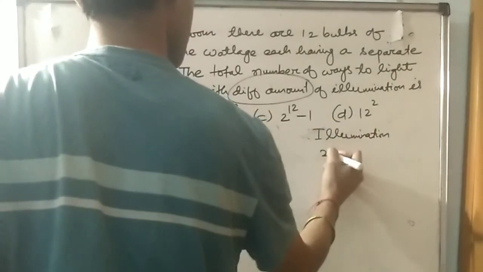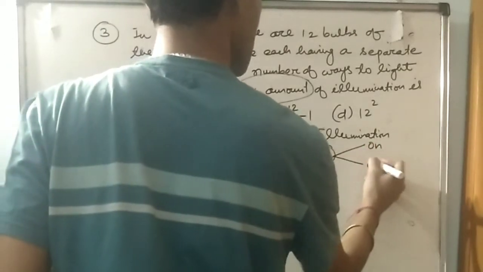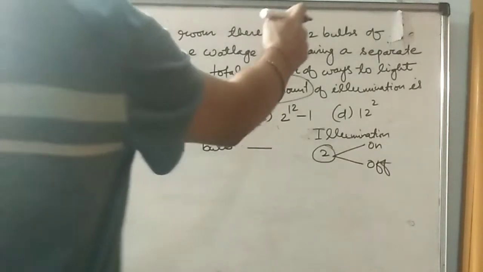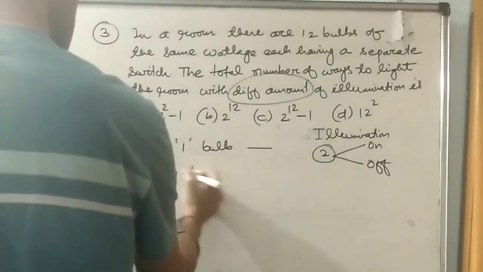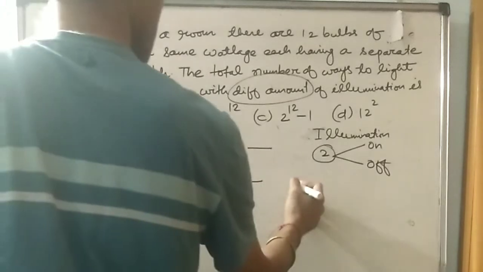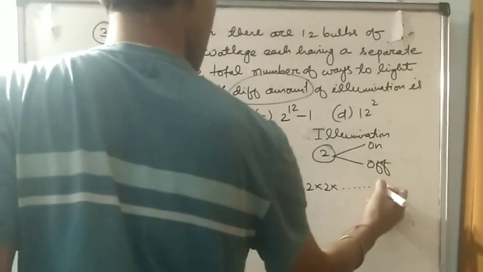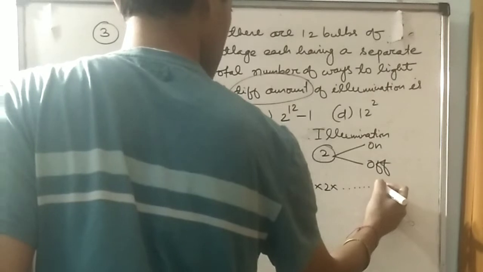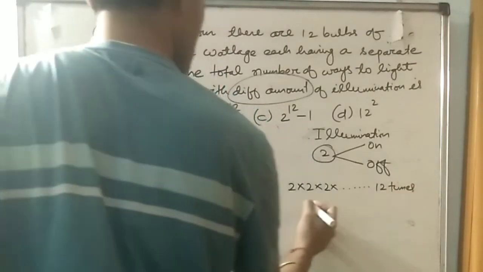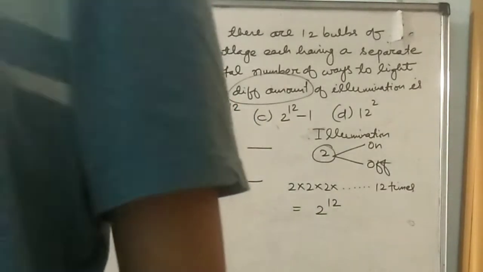Two different ways. One is on, another one is off, right? Now, how many bulbs are we having? 12 bulbs. So 12 bulbs can give us illumination in 2 into 2 into 2 into, and this way, since we have 12 bulbs, it will become 12 times. So that gives us 2 raised to 12 ways of illumination.